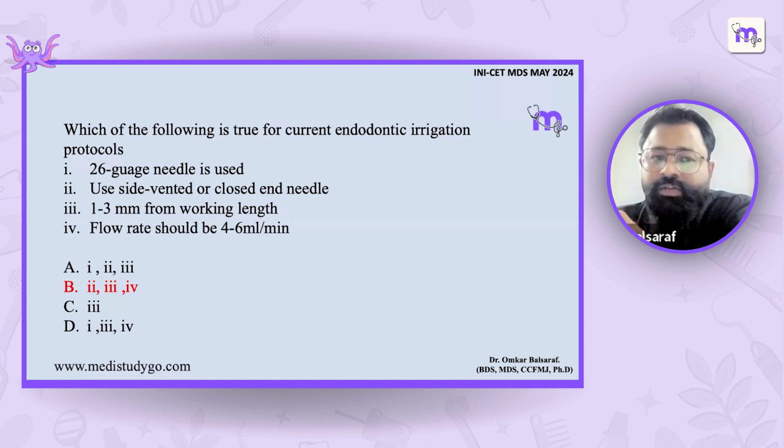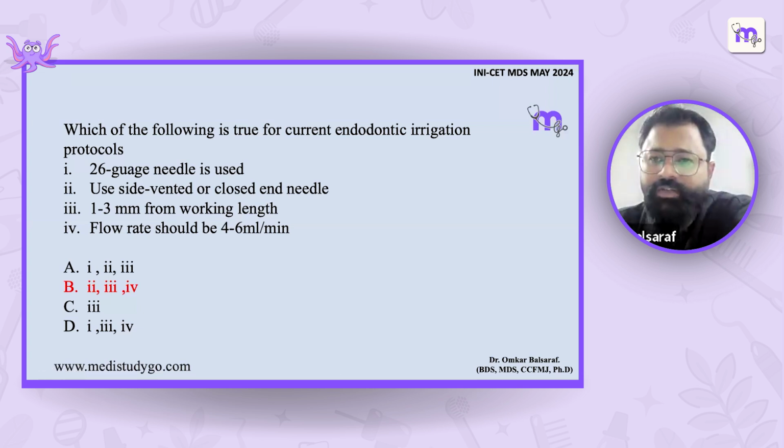There is also a piston effect that is caused by open-ended needles. That is why side vented or closed end needles are generally preferred when you're using endodontic irrigation in the root canal system. Also, the third option, that is 1 to 3 mm from the working length. Yes, your needle should be slightly away from the working length. You should not go till the working length to irrigate.